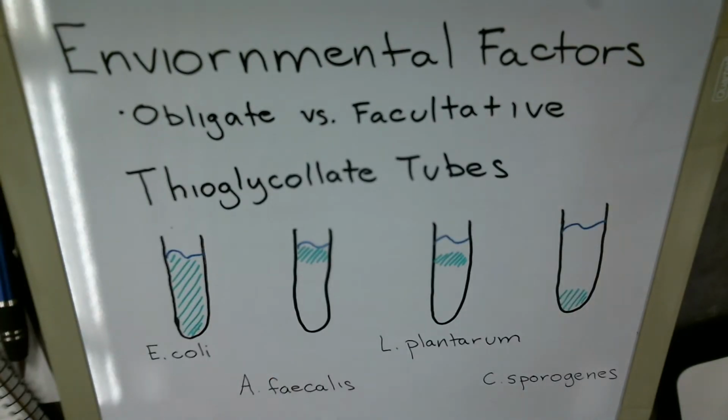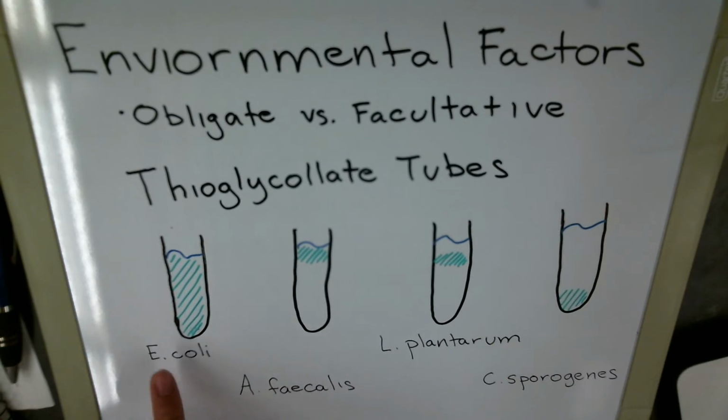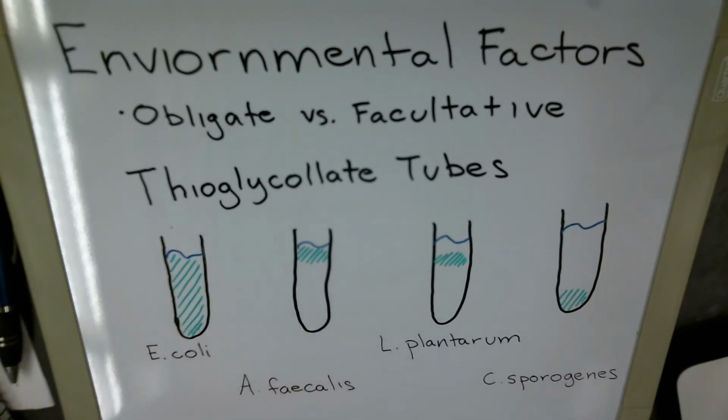Now in the meantime, you guys can examine your thioglycollate tubes. The thioglycollate tubes show the relationship between the microbes and the air. So we have our E. coli, A. faecalis, L. plantarum, and C. sporogenes. We can see that E. coli grows throughout the entire tube, meaning that it's a facultative anaerobe, meaning that it would prefer to grow in the absence of air, but it can also grow in the presence of air. So that's why it grows throughout the entire tube.